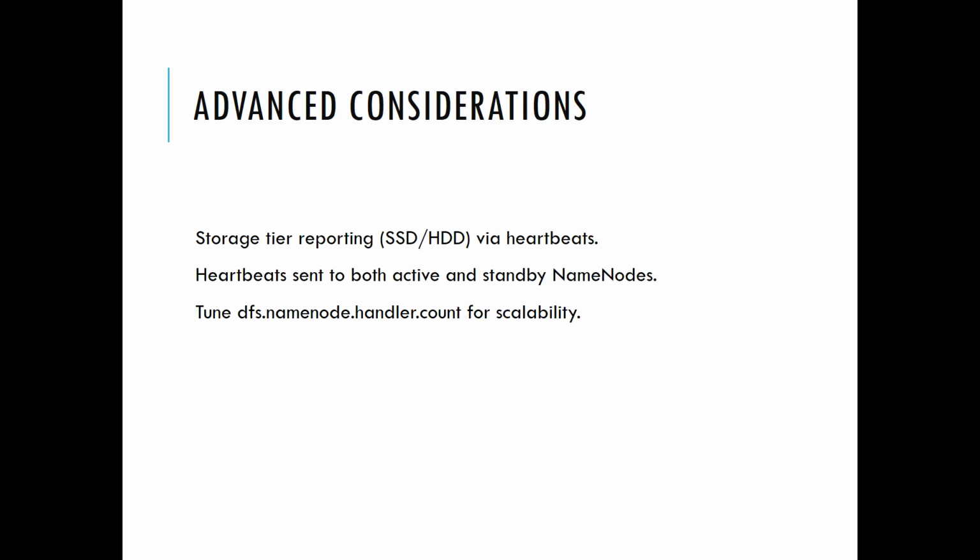In more advanced deployments, there are additional considerations. For instance, heartbeats can include storage tier information, such as whether blocks are stored on SSDs or HDDs. This allows the NameNode to make tier-aware placement and replication decisions. Also, in a high availability setup with active and standby NameNodes, DataNodes send heartbeats to both NameNodes. This ensures that the standby NameNode is also kept up to date. Additionally, to handle a large number of DataNodes, you might need to tune the parameter dfs.namenode.handler.count, which sets the number of threads in the NameNode to process RPC requests. Increasing this value can improve scalability but also consumes more resources.